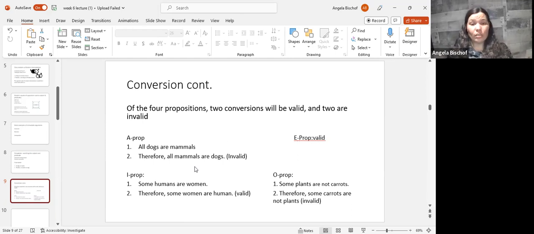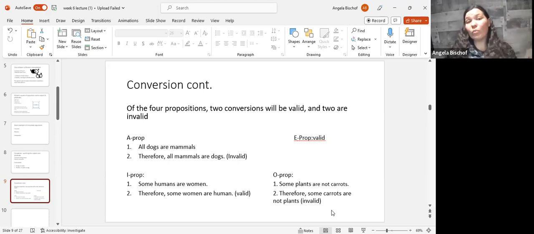That's true. Conclusion, therefore all mammals are dogs. That's false. And remember, the definition of invalidity is that it's possible to have true premise, false conclusion. And here's that possibility. O proposition, I came up with another counterexample here. Some plants are not carrots. That's true. Therefore, some carrots are not plants. That's false. All carrots are plants. So we have a true premise, false conclusion.